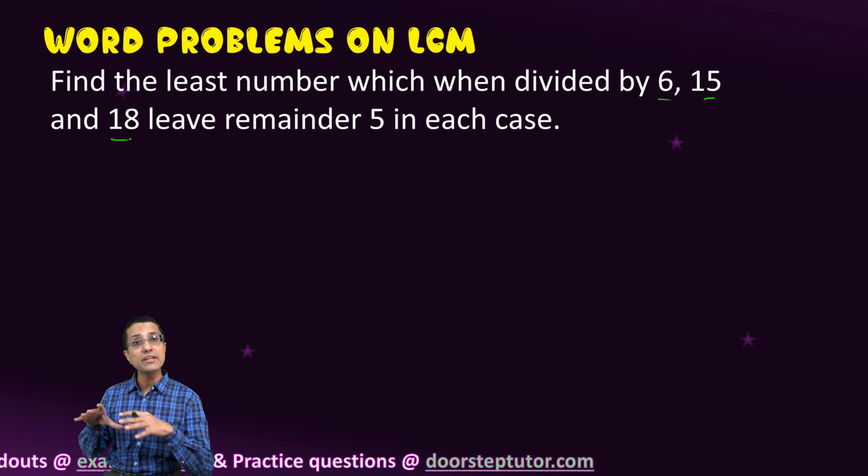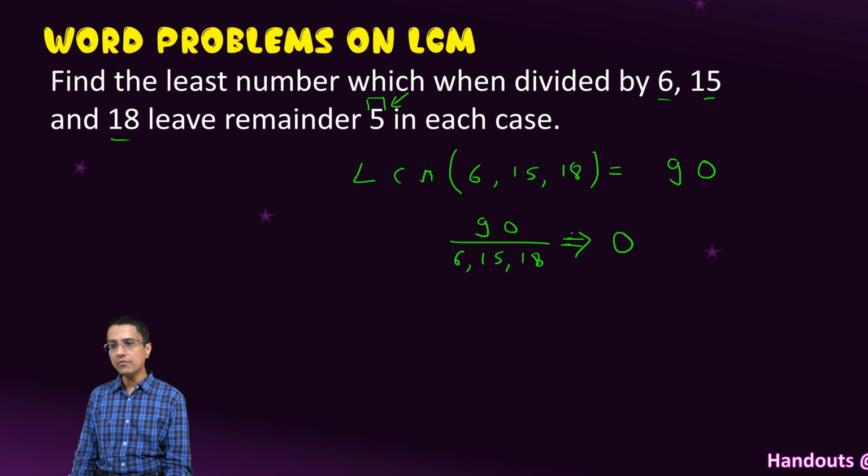But we are not being asked for a number which is divisible by all three. If that was the case, 90 would have been the answer. But we have to find the number which leaves a remainder of 5 when divided by each of these numbers. So think about this a little. 90 when divided by each of these numbers, 6, 15 and 18, what is the remainder that 90 would leave? Of course, because it is evenly divisible, the remainder would be 0.